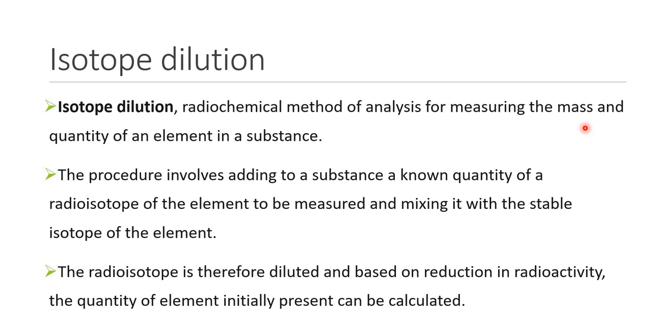Specific activity means activity per weight. You will measure it initially and then mix it with this compound. When you mix it with this compound, the isotope will get diluted and its specific activity will decrease, because you have the same element extra, which was already present in the solution. So the specific radioactivity gets decreased, and based on that we will be able to find out the amount of the substance that was originally present. That is why it is called isotope dilution.